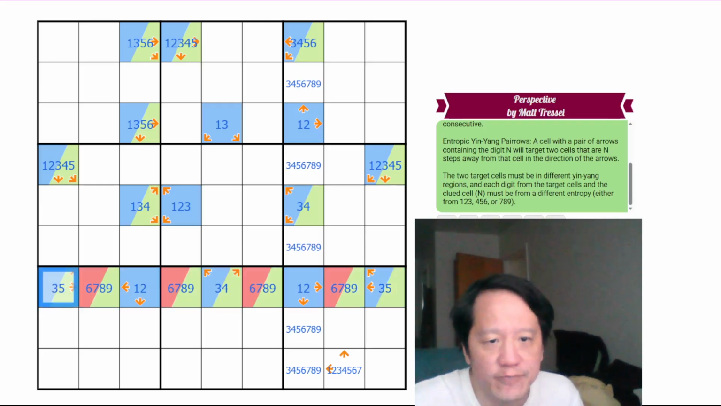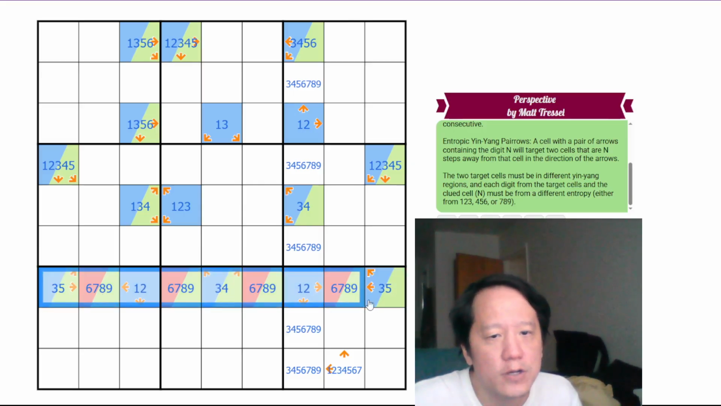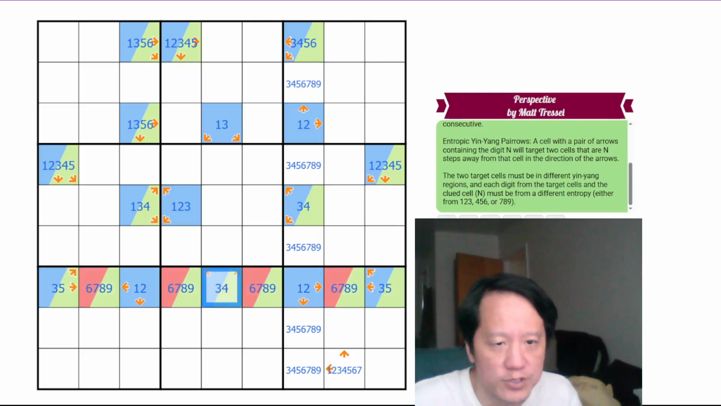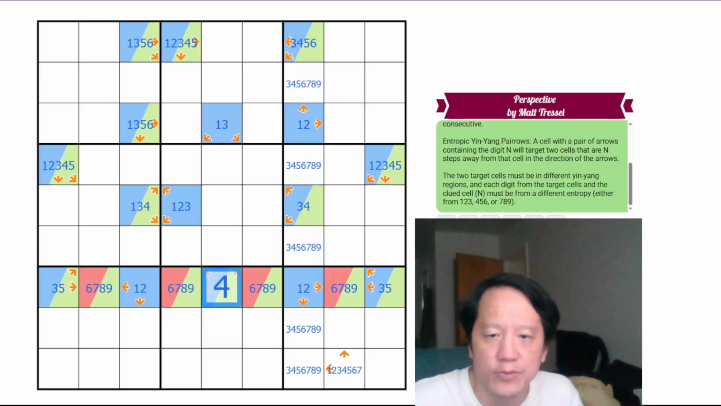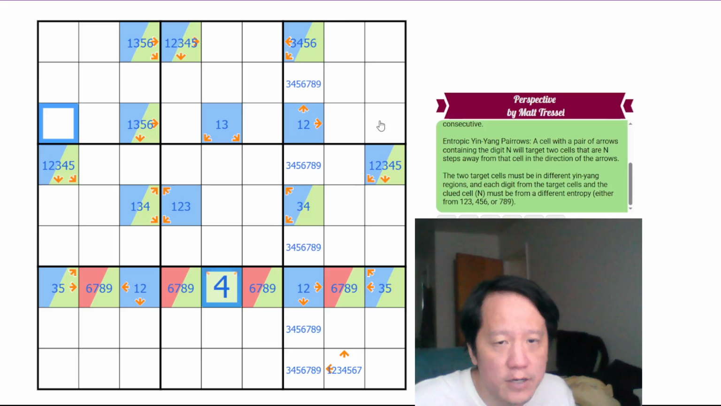We have a 3, 5 pair now in row 7, which eliminates 3 and 5 in the rest of the row. This can't be 3, it's 4, which means this is not blue, this is red. 4 away needs a low here or here and a high here. So this has to have one low and one high.